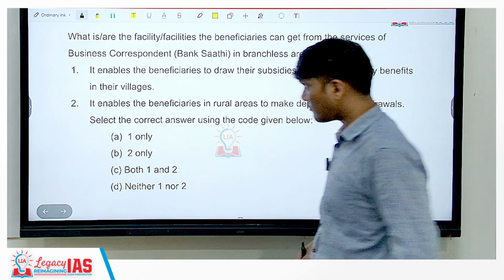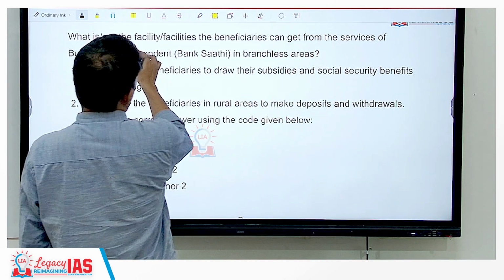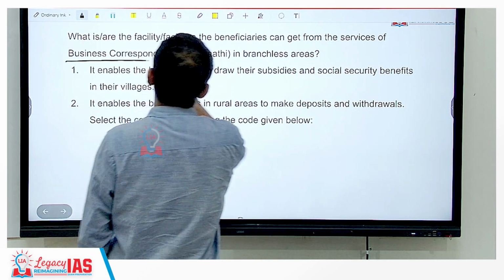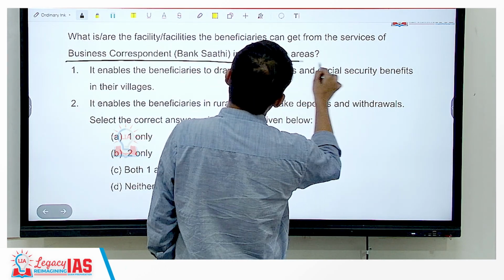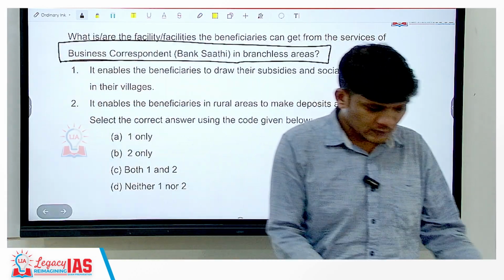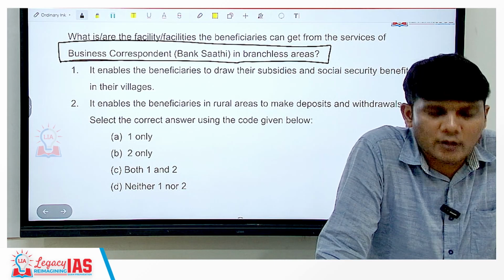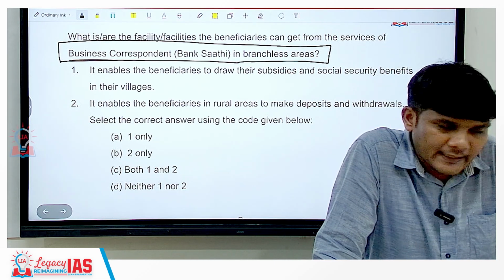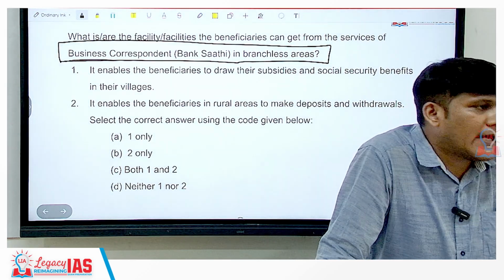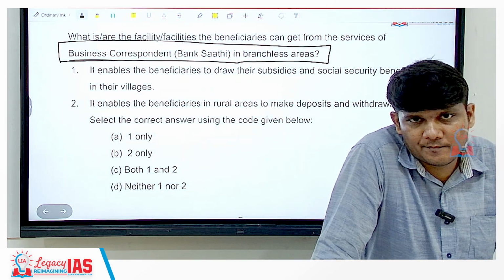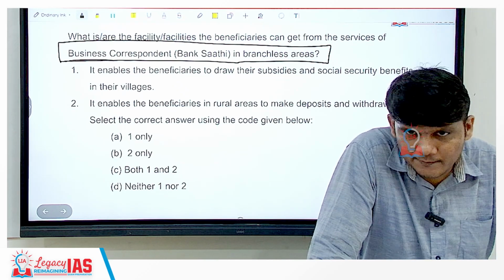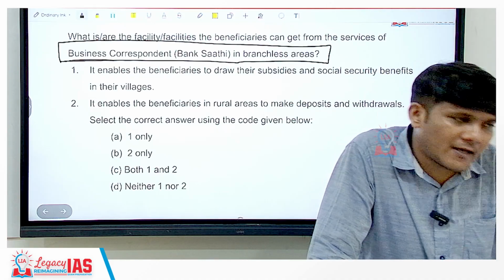The question states: what are the facilities the beneficiaries can get from the services of business correspondents or bank sathi in branchless areas? So who are business correspondents? See, in India there are a lot of unbanked and underbanked areas. Unbanked areas mean there are no banks. Underbanked areas mean there may be a bank or two very far off, and they may not provide all the services, only very limited services. So that is the concept of unbanked and underbanked areas.